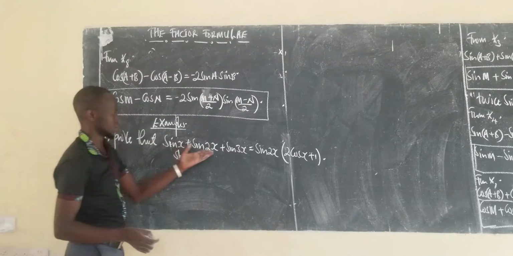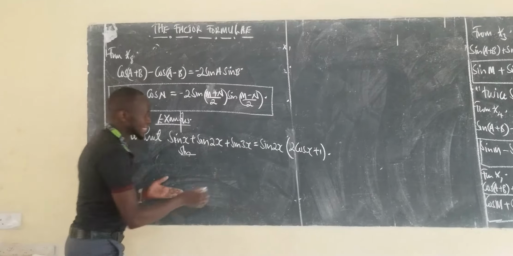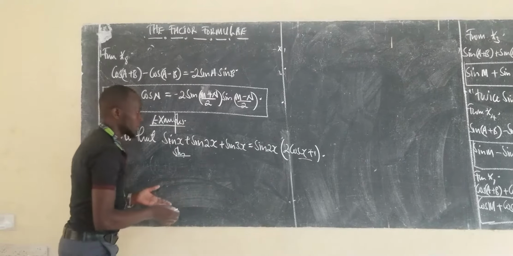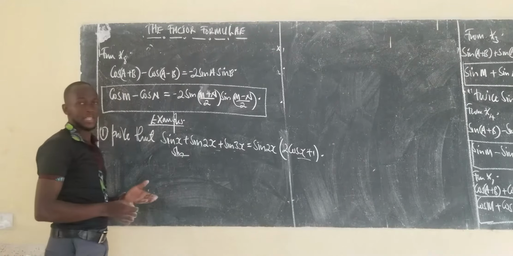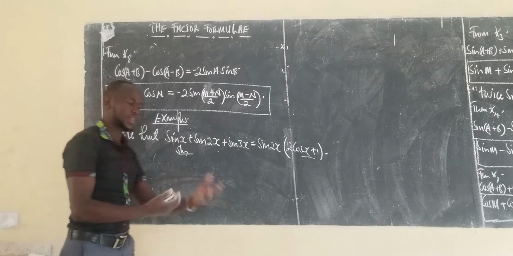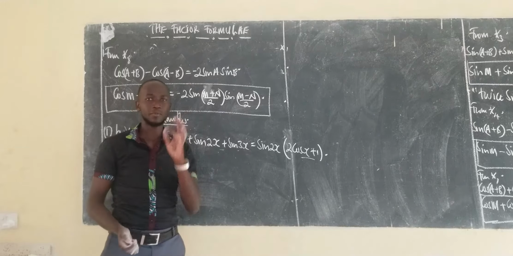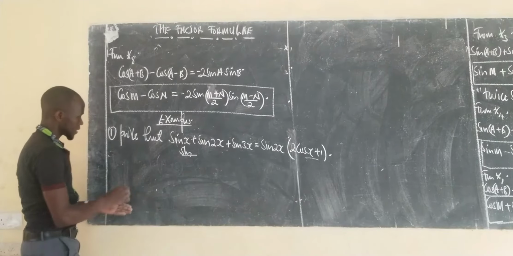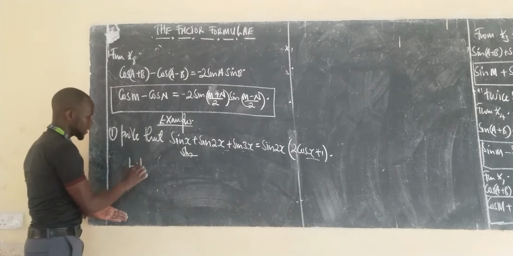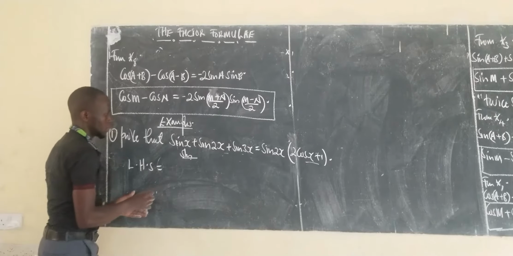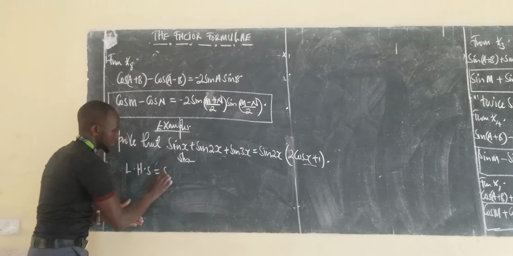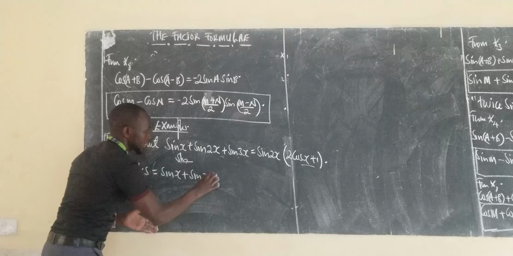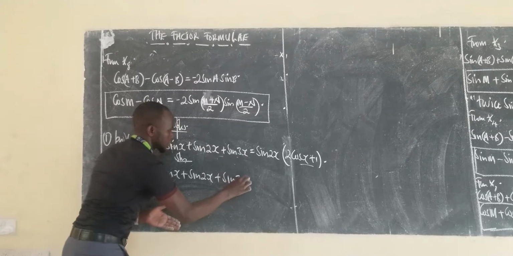Now, in your solution, look at the equation. Is it easier for you to come from the right-hand side of this equation, or easier for you from the left-hand side? If you choose which side to start from, then start from that side. It will be better. So, if you look at this, the left-hand side of this equation will be sine of x plus sine of 2x plus sine of 3x.